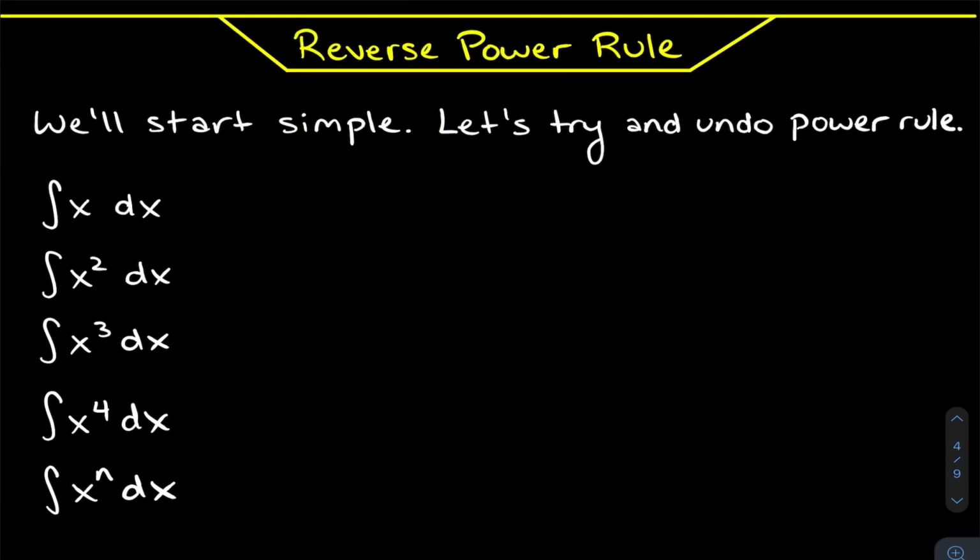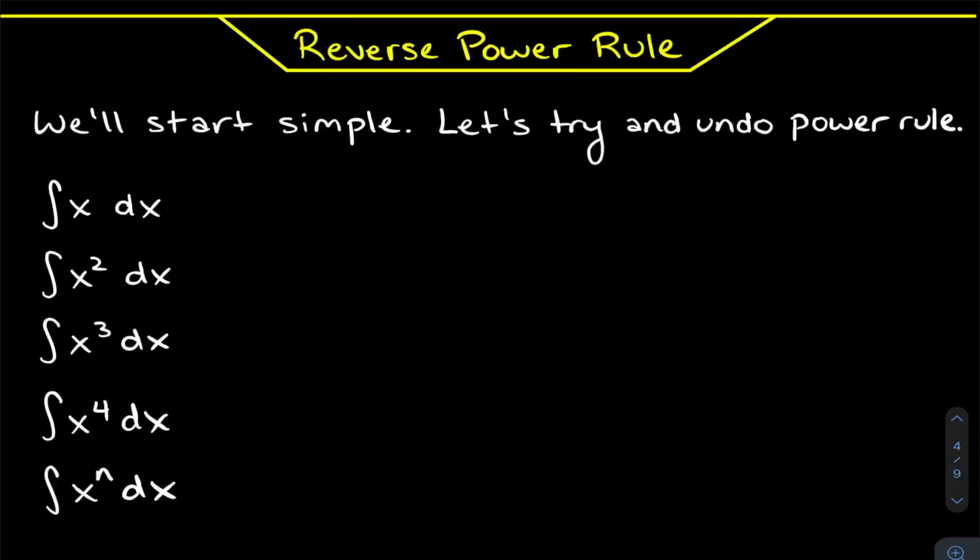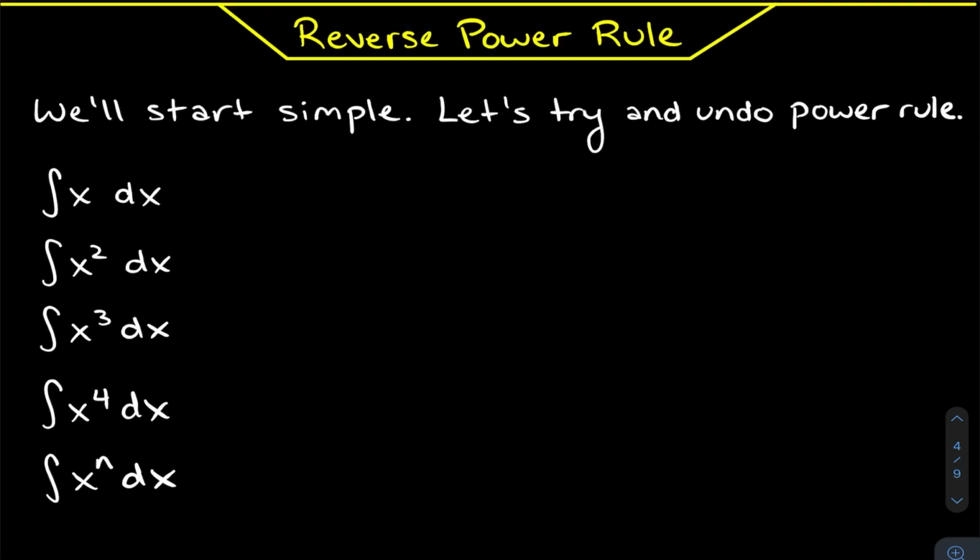So now we're going to move on to reverse power rule. And I want to start off simple here. I just want to try to undo power rule. That's going to be the first step if we really want to start reversing these derivatives. Let's start from square one. Let's start reversing power rule. So let's think about it here. What's the integral of x dx?